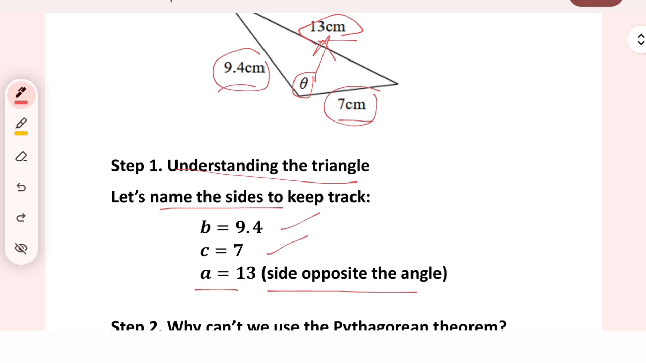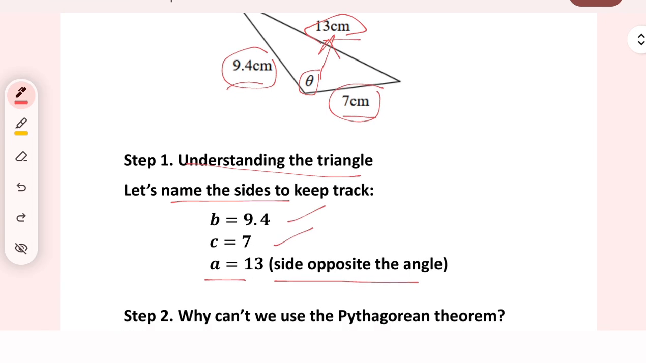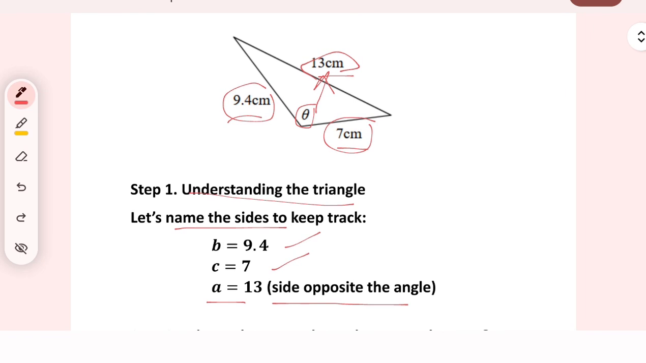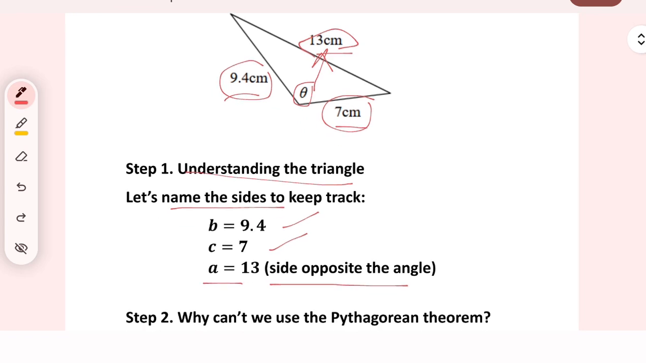All right, so the question here is, what is the angle theta? So solve for the unknown angle using the law of cosines. So it is specified that we need to use the law of cosines.